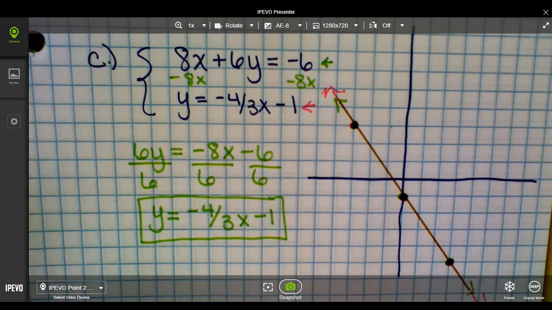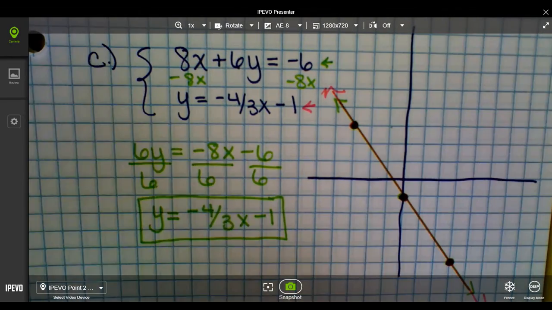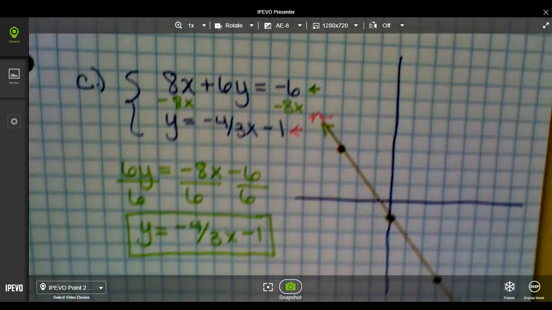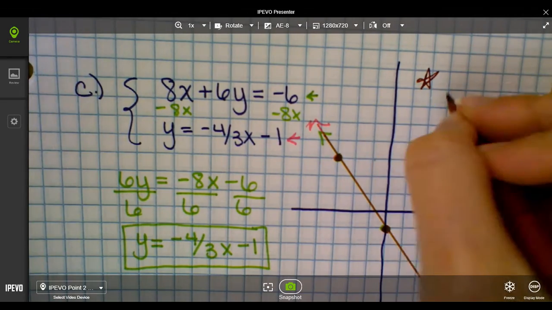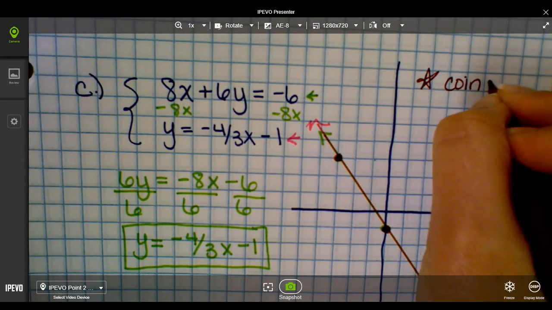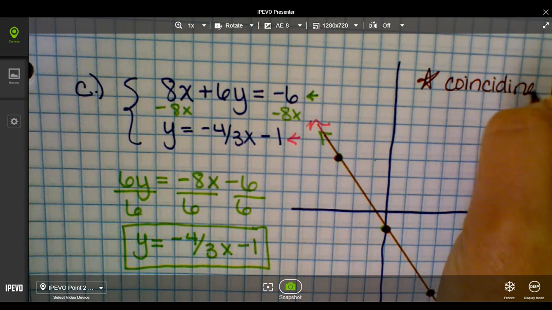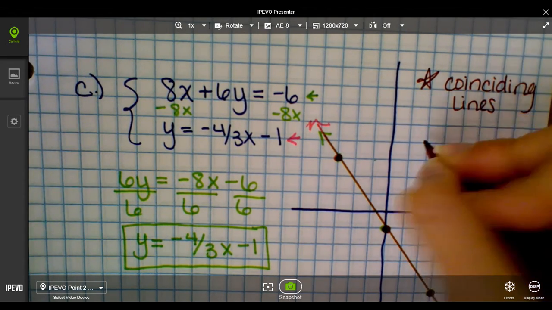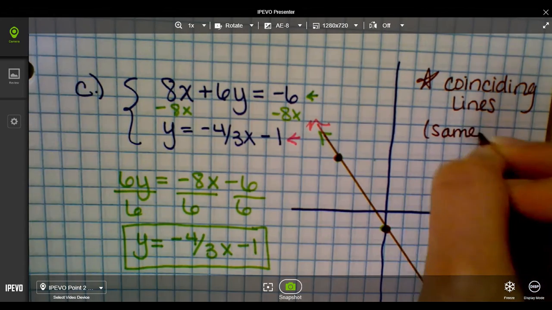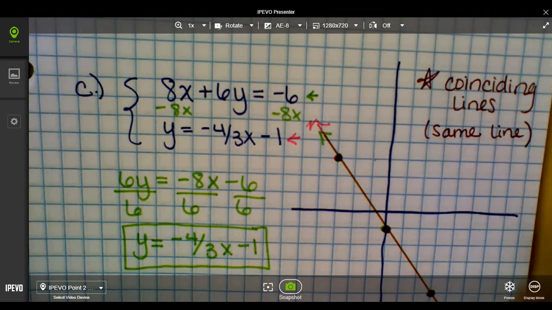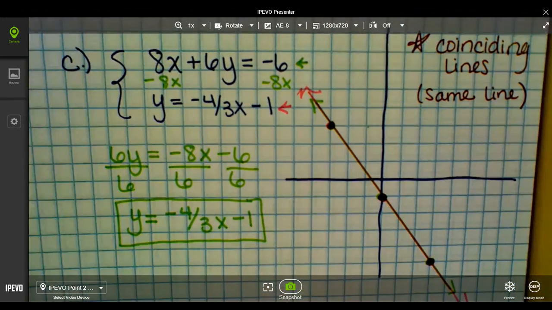There is a name for these lines. They are called coinciding lines. Okay? So I'm going to just write that down over here. Coinciding lines. And that just means they're the exact same line. Okay, so coinciding lines mean the exact same line.